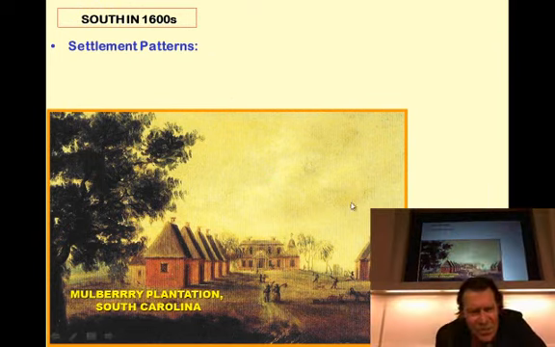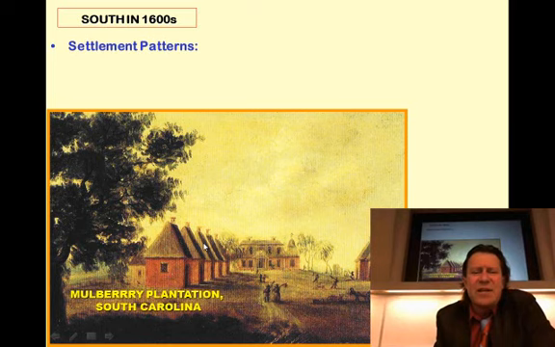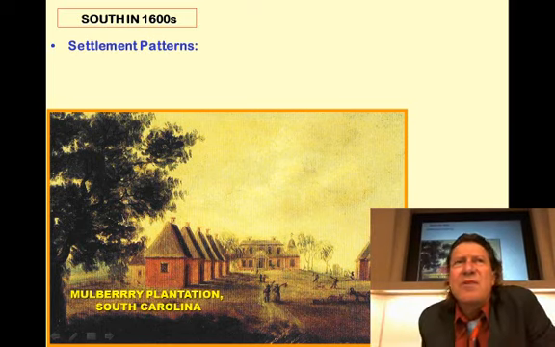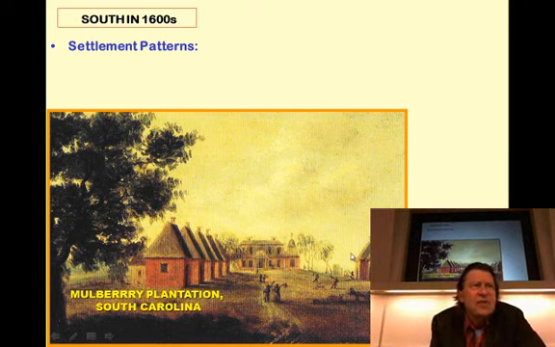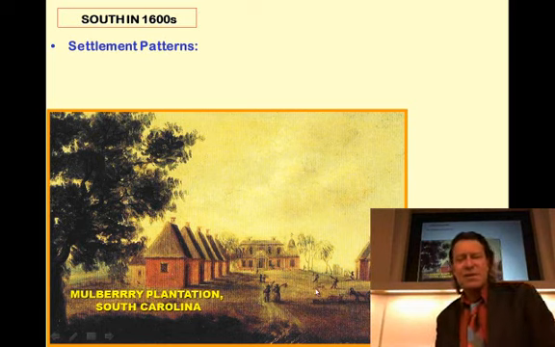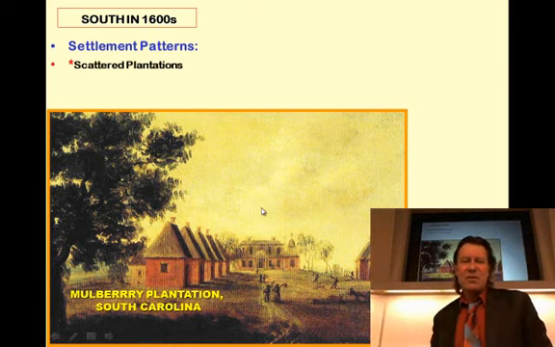Well, this is not the way the South was in the 1600s. This is a picture of a fancy plantation with a bunch of slave huts. This did not come to the South in the 1600s. This is not going to be present in the South until basically 100 years later, like 1750. So I shouldn't show you this, but it's a kind of an interesting picture.